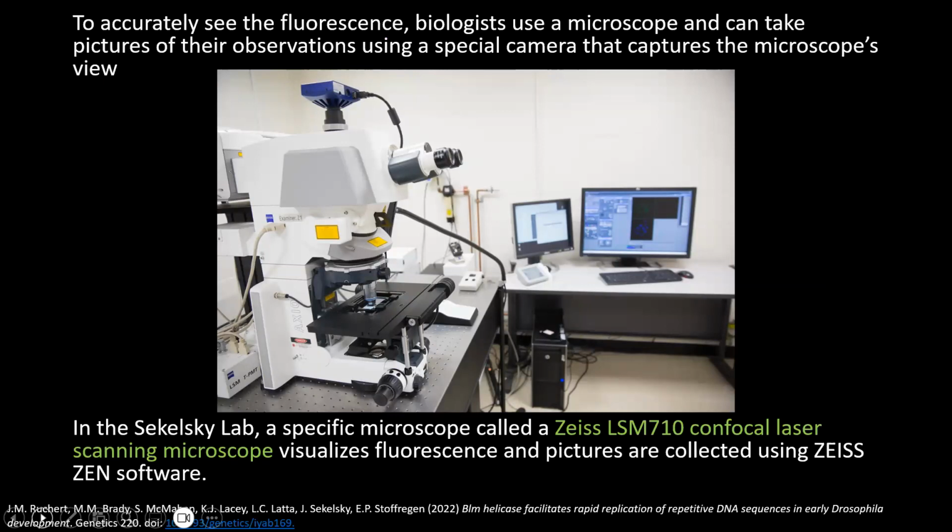To accurately see fluorescence, biologists use a microscope and can take pictures of their observations using a special camera that captures a microscope's view. So in the Sikelski lab, the specific microscope that they use is a Zeiss LSM 710 confocal laser scanning microscope. I know, sounds fancy, but this is an image of it. And it visualizes fluorescence, and the pictures are collected, as you can kind of see on this computer, using ZEN software. And it looks just like a regular compound microscope connected to a computer.